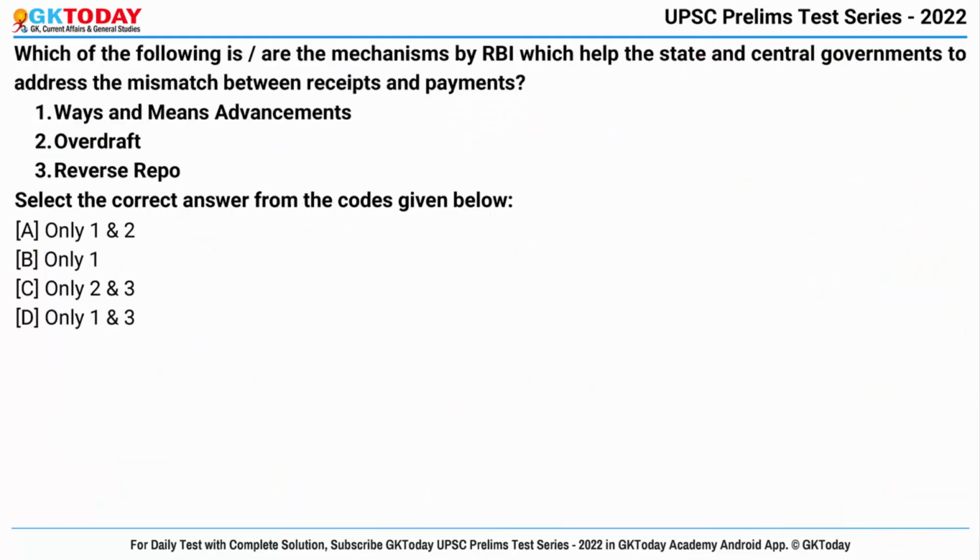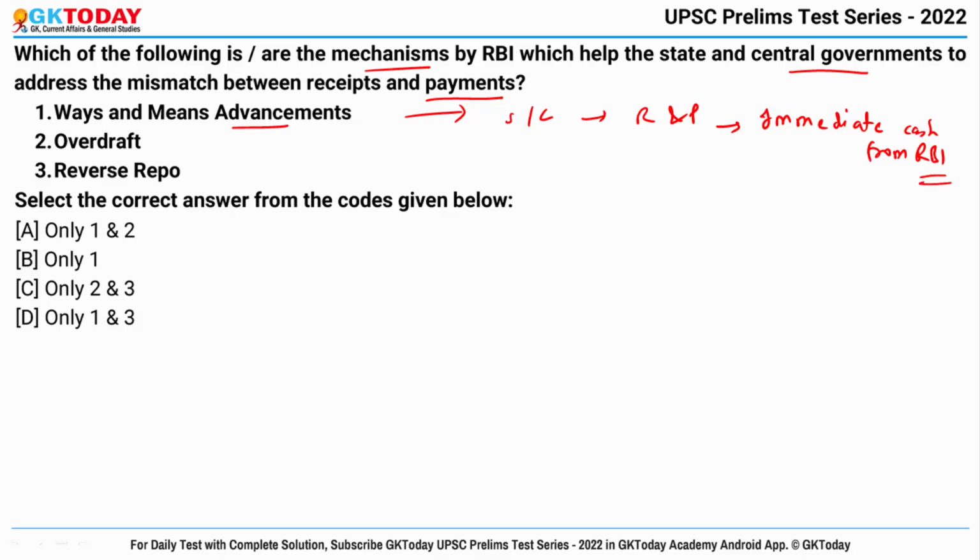Okay. Now question number 2. Which of the following are the mechanisms by RBI which help the state and central governments to address the mismatch between receipts and payments? So if any type of mismatch occurs between the receipts and payments of central and state government, then what can they do? First is ways and means advancements. What is this? It is actually a mechanism to help the state and central governments to address the mismatch between receipts and payments with the help of immediate cash from RBI. So they get immediate cash from the central bank to overcome this problem.